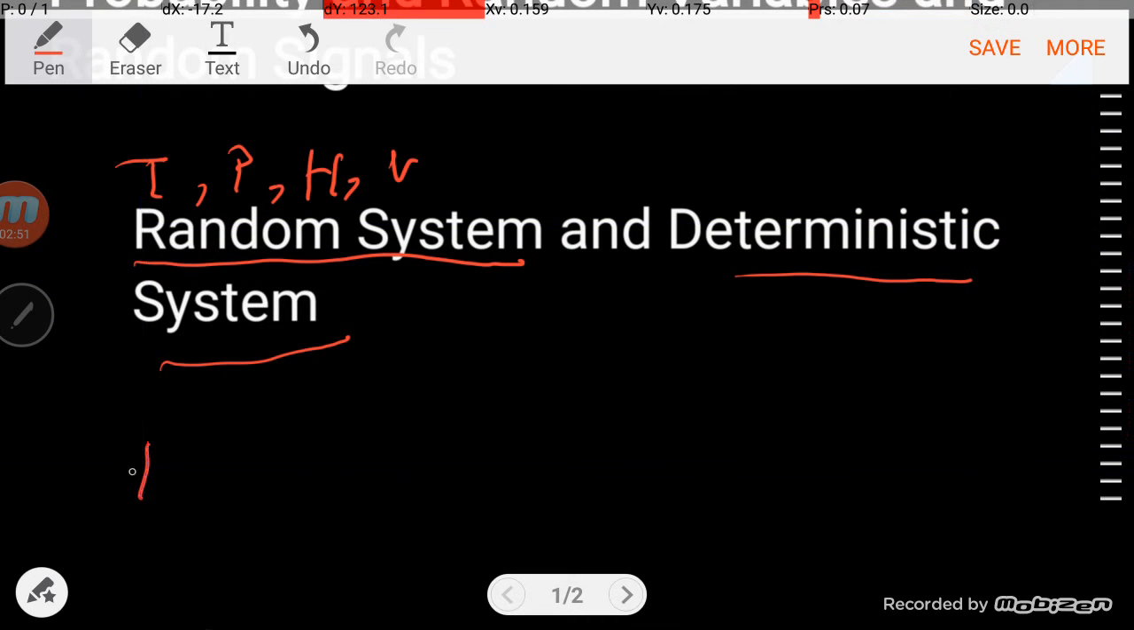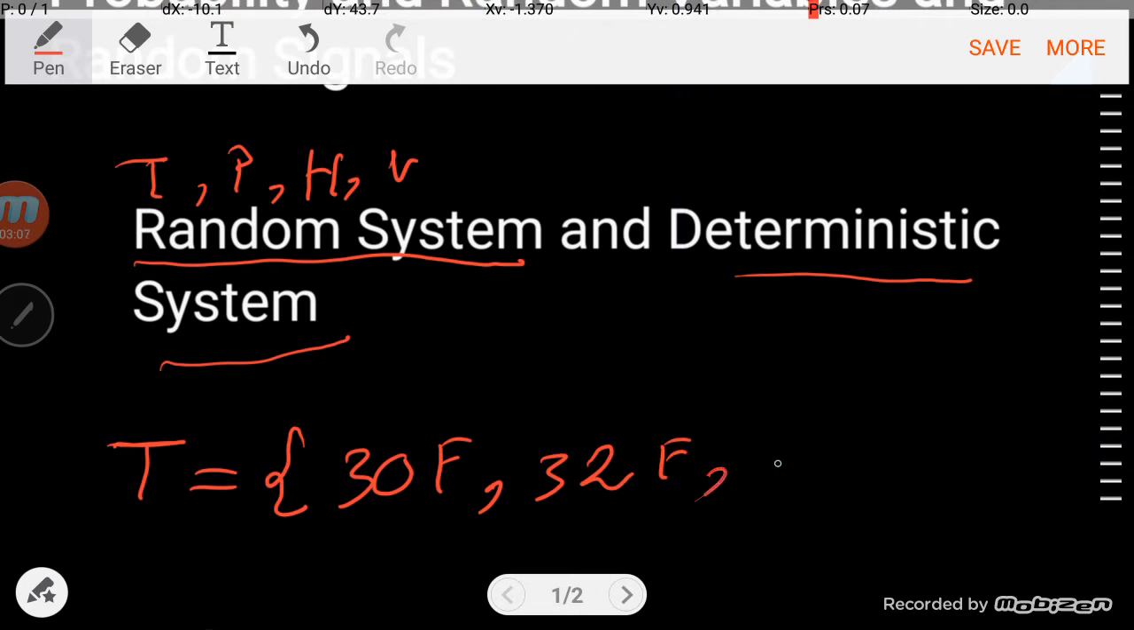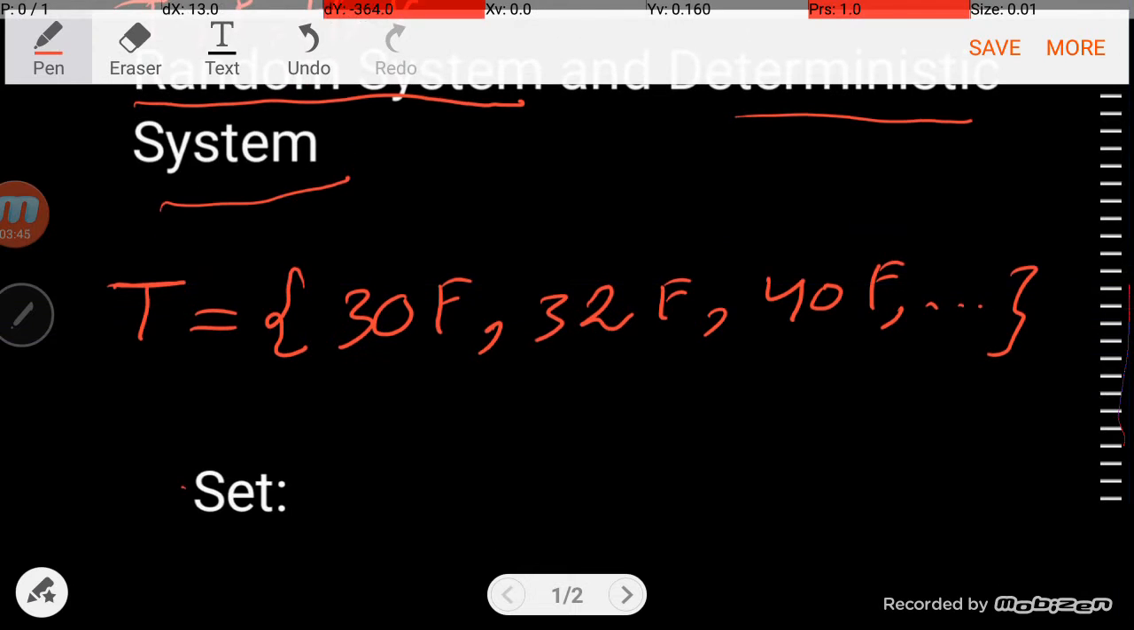Now, for example, if we measure temperature and we get 30 Fahrenheit, 32 Fahrenheit, 40 Fahrenheit. If we get the results every period of time, it means every 2 minutes, for example, we get these results. But if we measure these results at the same time of the year, we can get different results. We cannot expect these results at all, only if we measure it.